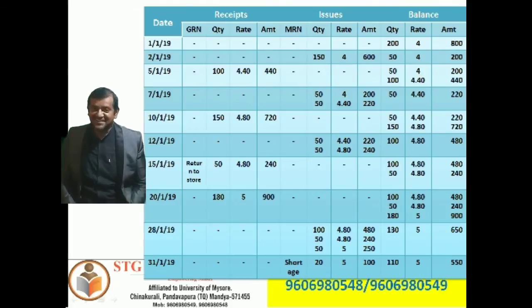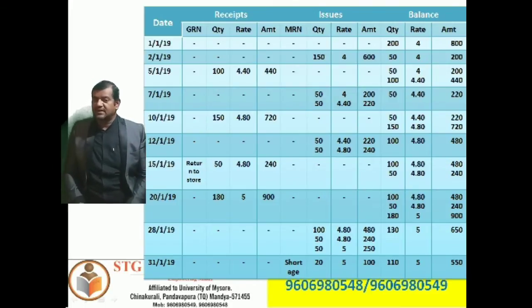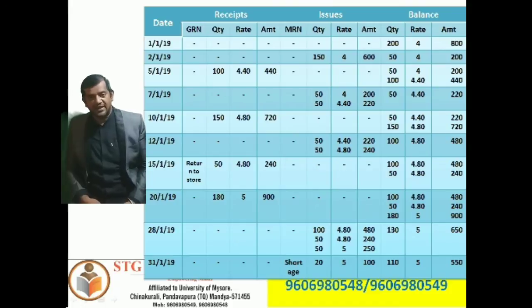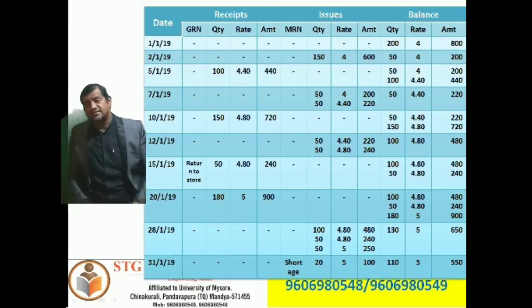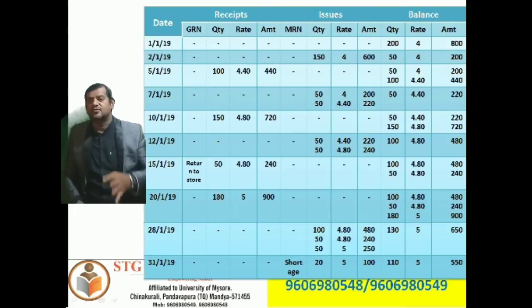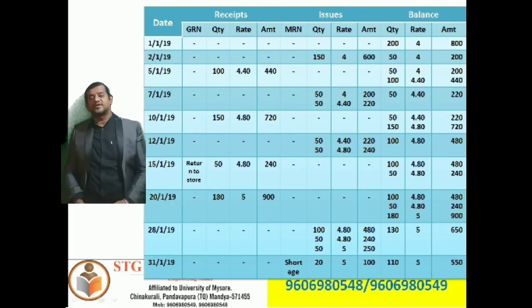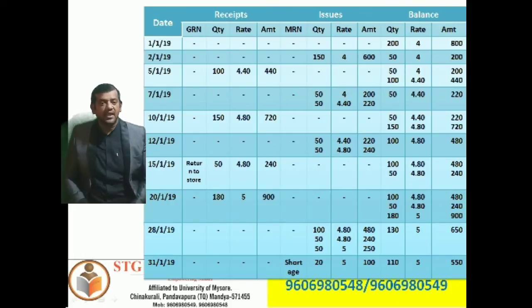On 2nd January 2019, that is 2/1/2019, receipts column, GRN dash, quantity dash, rate dash, amount dash. Under issues, MRN dash, quantity 150 units at ₹4, because we follow first in first out, and we have only one lot, that is 200 at ₹4. So 150 into 4, 600. The balance left is 50 units at ₹4.